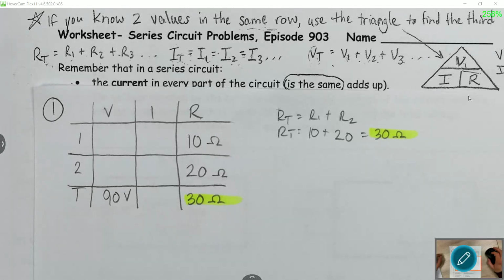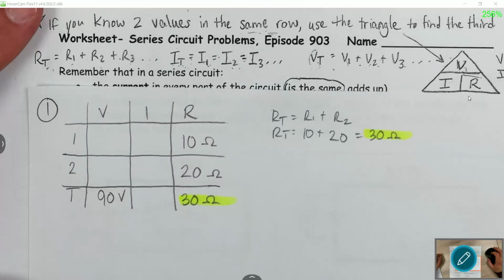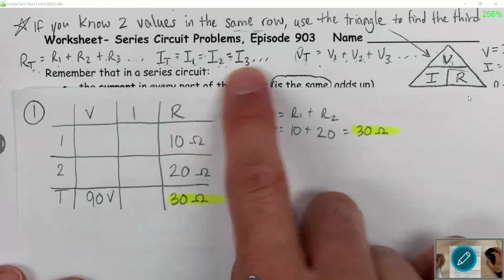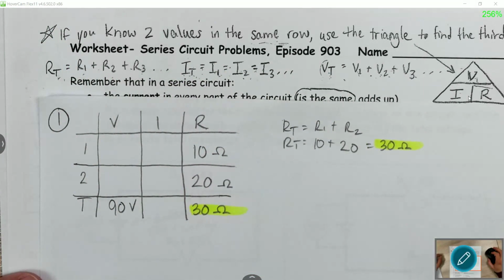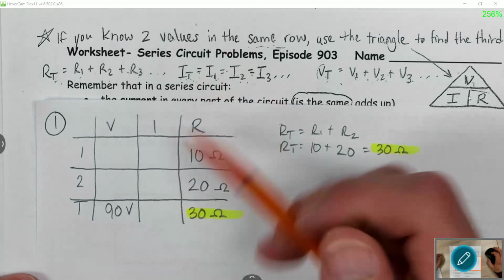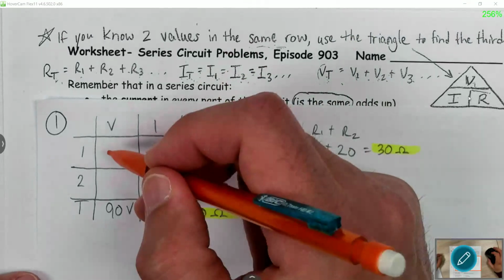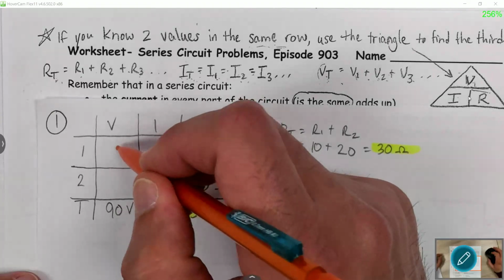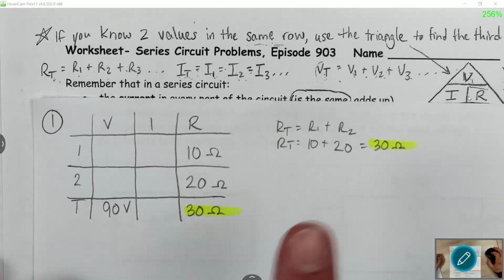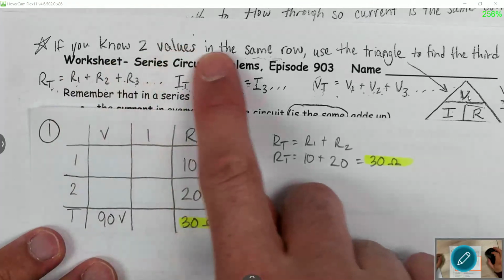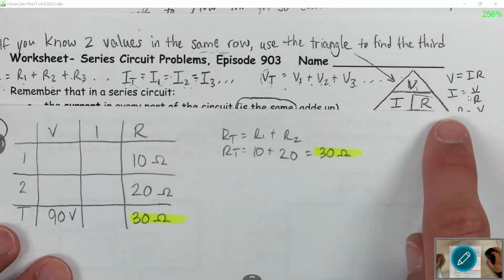Now, can I use any of the rules still? I've already used the total resistance rule. I still don't know the current, and I don't know other voltage drops. If I knew this one, I could do 90 minus this to find the second, but we don't. So what do we do? If you have two values in the same row, use the triangle.